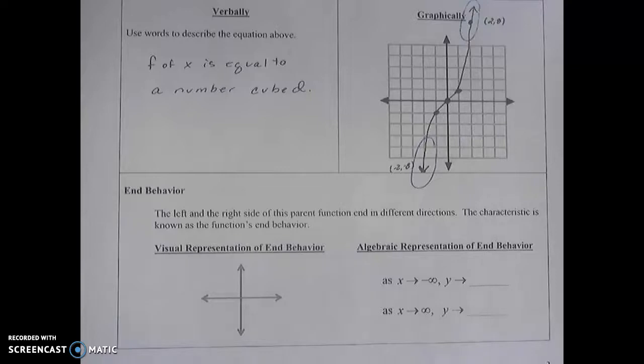Okay? So let's go down here and it says the end behavior, the left and right side of this parent function end in different directions. The characteristic is known as the function's end behavior. Okay? So again, without writing what's happening in the middle or the specific points that this is going through, we're going to represent visually what's happening as the graph goes right and goes left, or the right side and the left side of the graph.